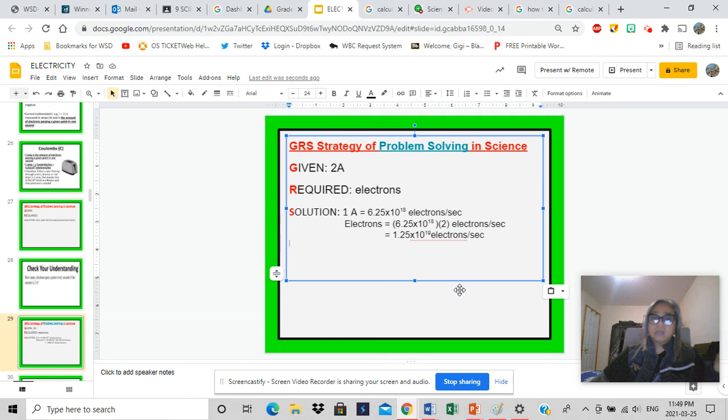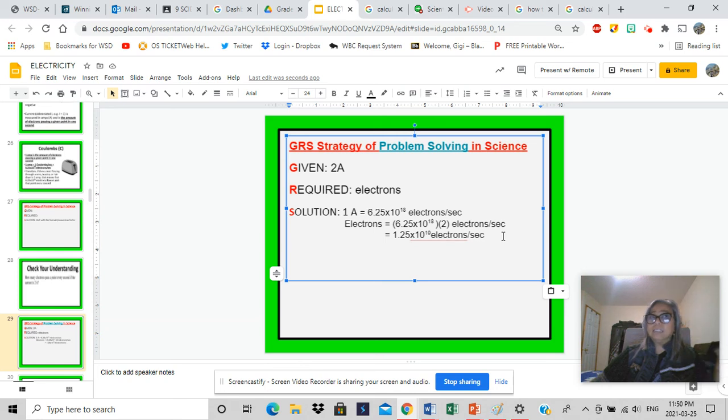You might say, oh, it looks complicated, Miss F. No, not really. You just put down GRS, given required solution. Just writing that, sometimes I give you 1 mark right away. You know what you're looking for, another 1 mark. Solution, you have a formula, 3 marks. And then you start plugging in the answers. You have a value here, and then that's 1 mark, and then a unit of measurement, another 1 mark, for a total of 5 marks per problem.